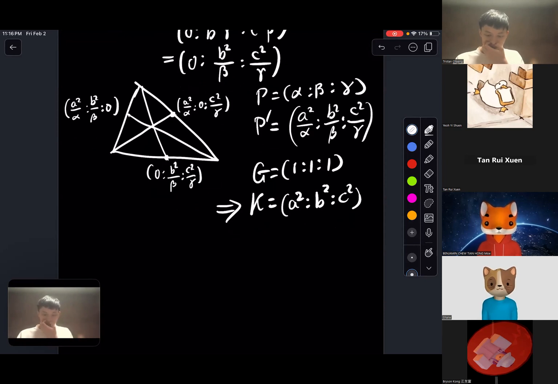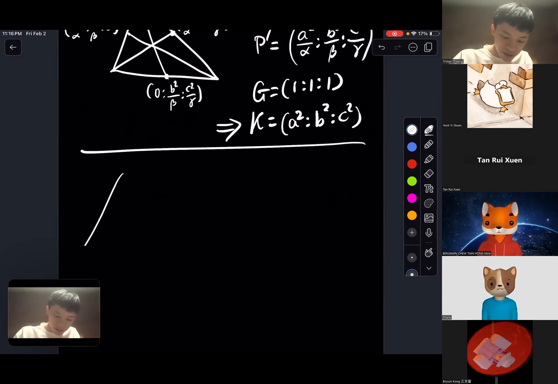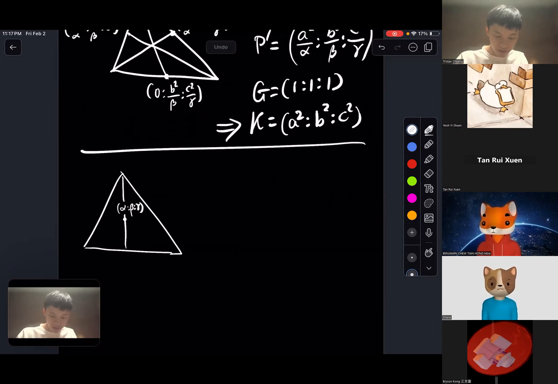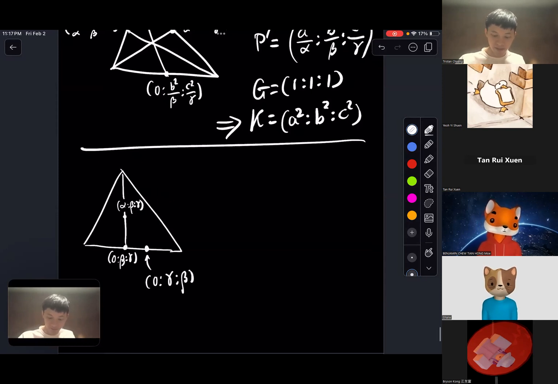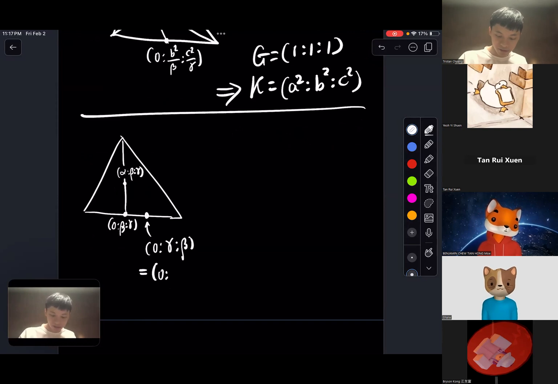We can do the same for isotomic conjugates. Isotomic conjugates are way easier because now you just have to flip the ratio. So alpha, beta, gamma. I drop it here, becomes 0, beta, gamma. So the isotomic conjugate is just going to be 0, gamma, beta. Scale it so that it becomes symmetric: 1 over beta, 1 over gamma.